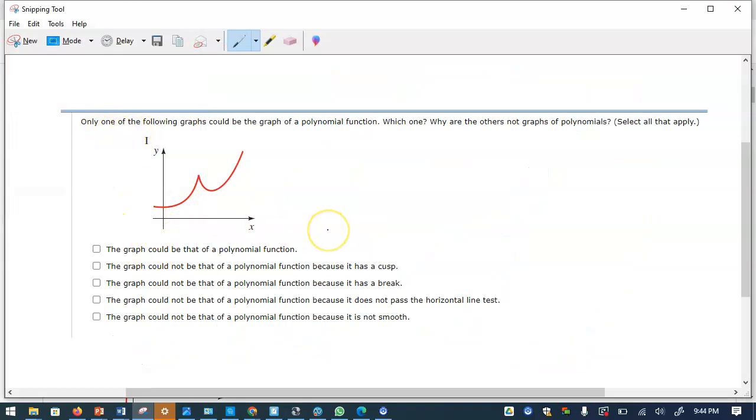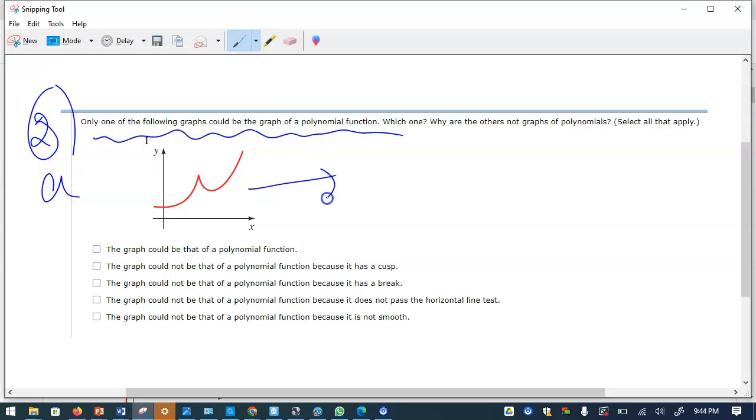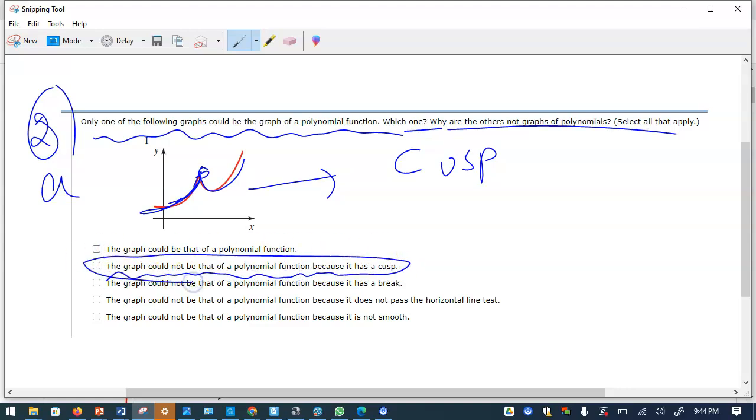Okay, so let's look at another question, which has two parts. Part A: only one of the following graphs could be the graph of a polynomial. This graph cannot be a polynomial because you can see there's a cusp there. Whenever you have a cusp, it is not a polynomial. So which one, and why are the others not polynomials? In this example, the graph could not be that of a polynomial because it has a cusp. Or you could also say it could not be that of a polynomial because it is not smooth. There are two parts which could be correct. This is how you want to figure it out.